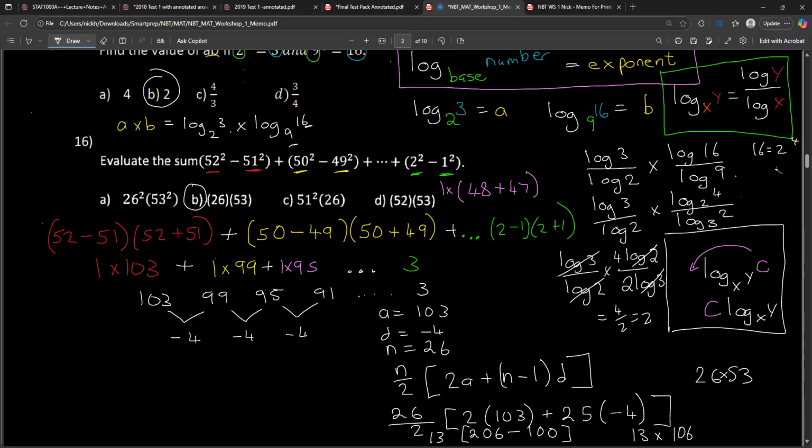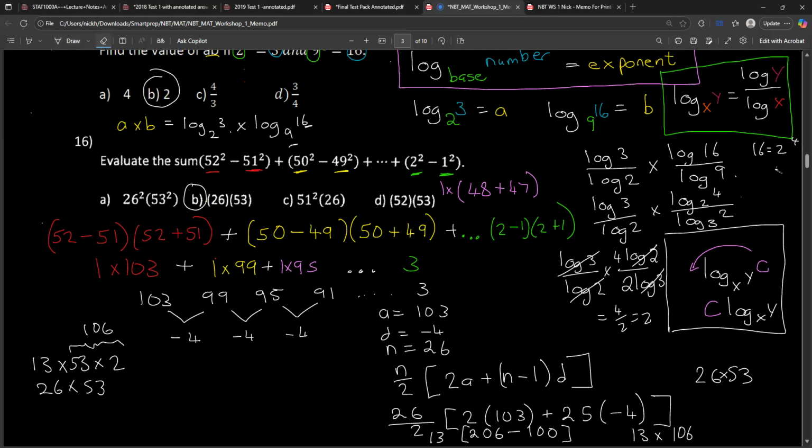Okay, let me just explain that last bit quickly before I show you a different method. 13 times 106 is 13 times 2 times 53, right? 106 is 53 times 2. And so 13 times 2 is 26 times 53. So it can be done the other way.